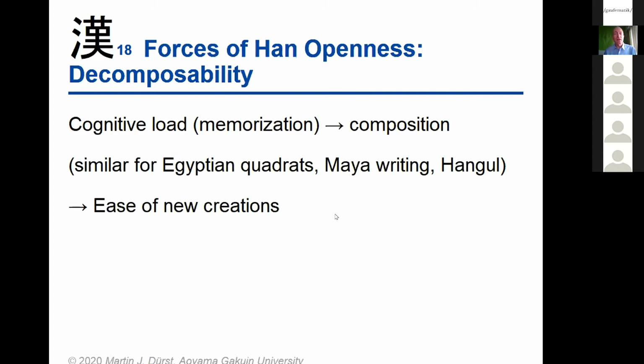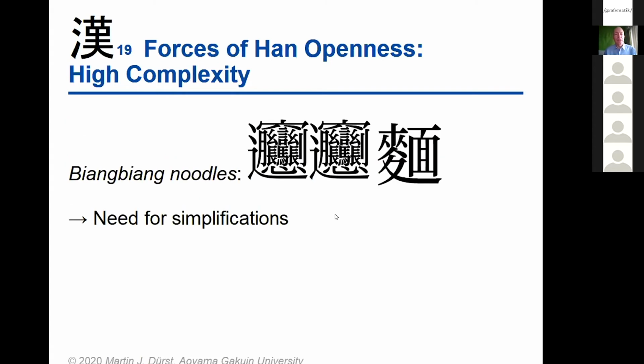And this, on the other hand, makes things easier to remember, but it also makes it easier to create new ones. Then if you have many of these, some of them tend to be quite complex, because if everything is simple, you don't have enough different shapes. Here's an example of the biang noodles. If you go to Wikipedia, you'll see that this character there actually has 17 different variants on top of it. And this high complexity in turn creates needs for simplifications.